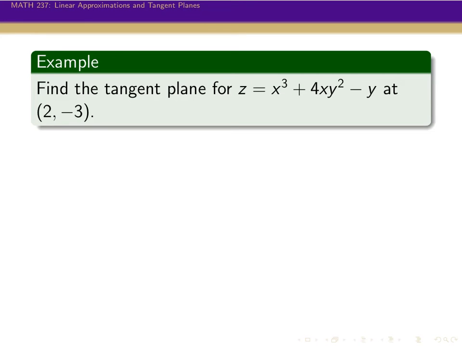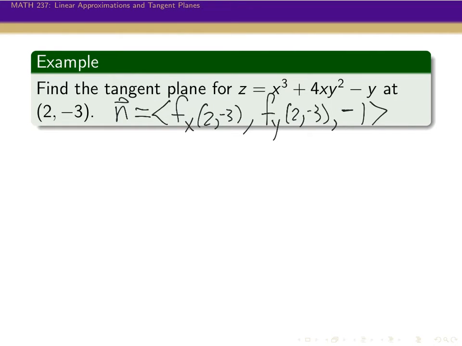Okay, so let's do an example on how to figure this out. Right, so we want to find the tangent plane at the point 2, minus 3. Okay, so what are the things that we need to figure out? Well, you got to remember that our normal vector for this plane is going to be the partial in terms of x at 2, minus 3, the partial in terms of y at 2, minus 3, and then the z component is always minus 1. Okay, so we got to figure out these two partials.